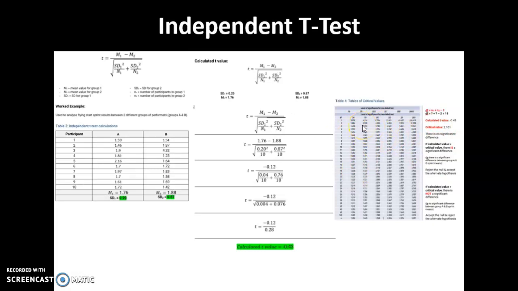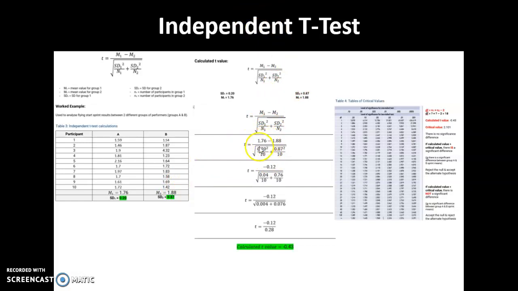Independent t-test. The final test is the independent t-test. This is where you use m1 minus m2 over sd1 squared over n1 plus sd2 squared over n2. I've worked out my standard deviation for all of my results, and the mean for those results, the mean for the second one, and the standard deviation.